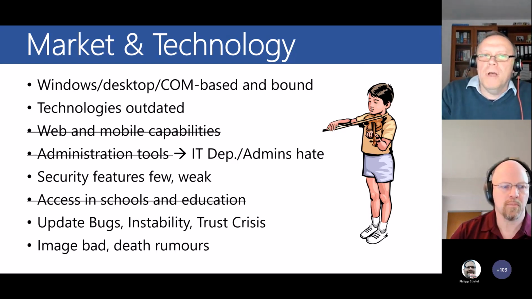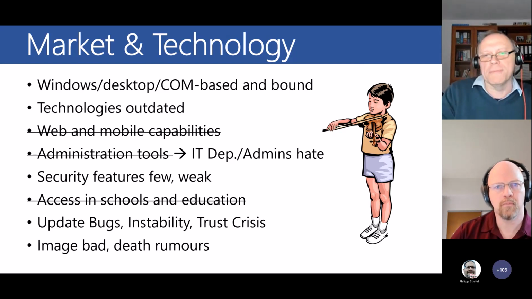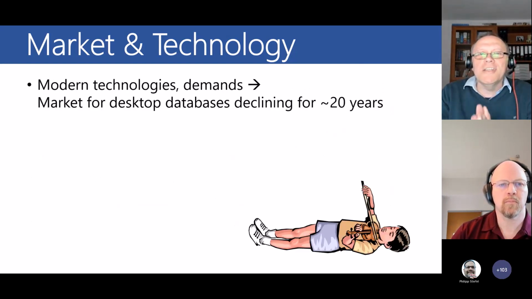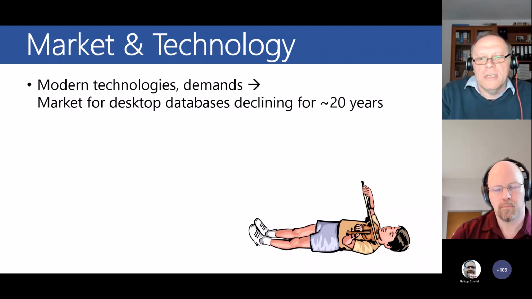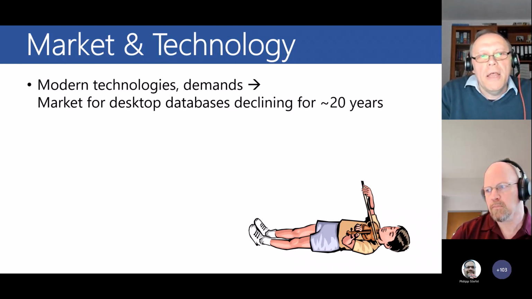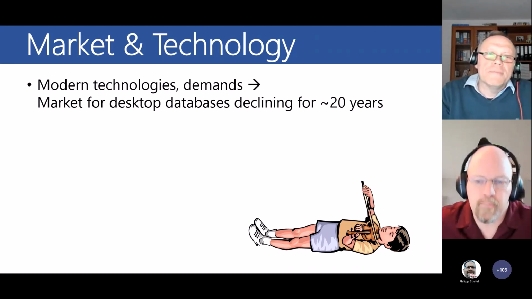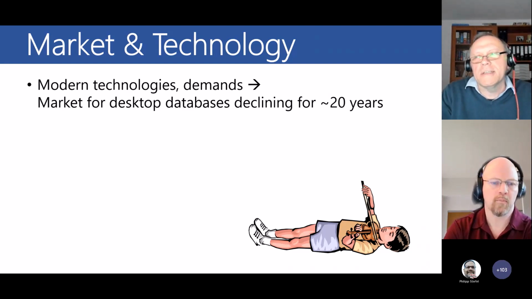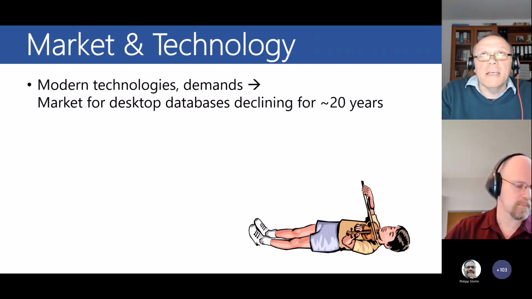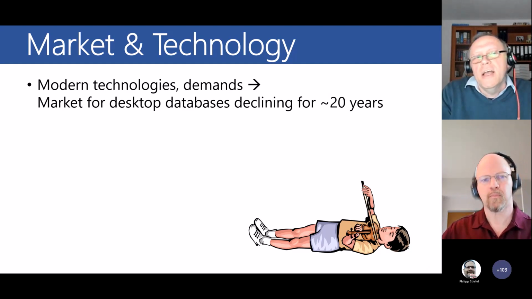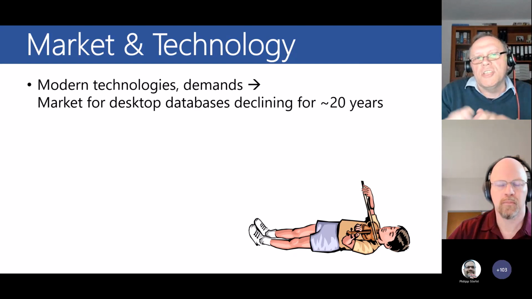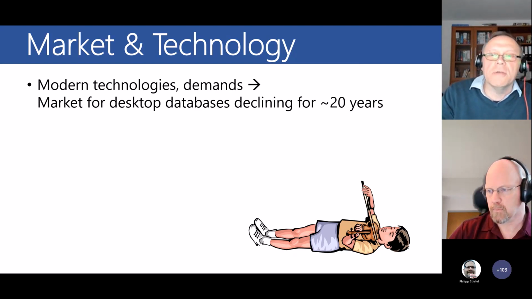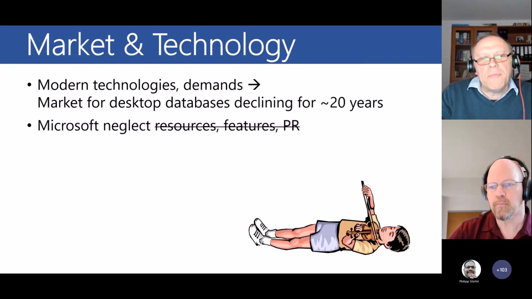You know all this. I just want to give you a picture that there are some problems for the product. And it continues like this because it's not only about having some image problems. There are real problems like modern technologies and modern demands of people nowadays, like mobile, like getting data everywhere, other form factors, etc. And that's why the market for desktop databases generally is declining in the last 20 years, and also the market for Access. Another problem is that for Microsoft, Access is not really a very important product.